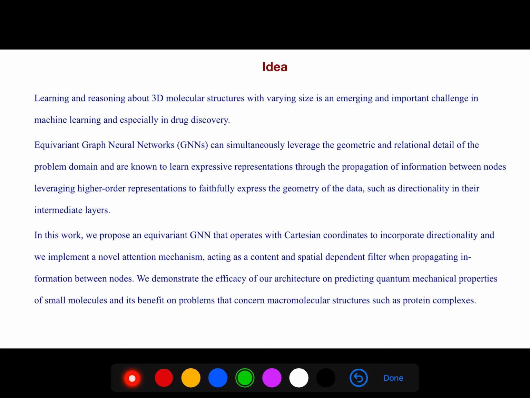So we propose an equivariant GNN that operates with Cartesian coordinates to incorporate directionality, and we implement a novel attention mechanism acting as a content and spatial dependent filter when propagating information between nodes.